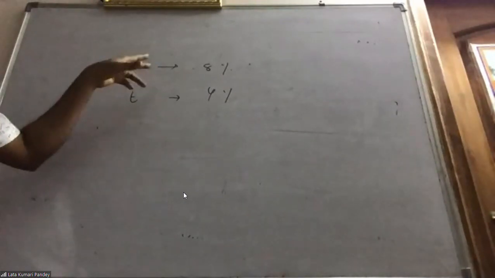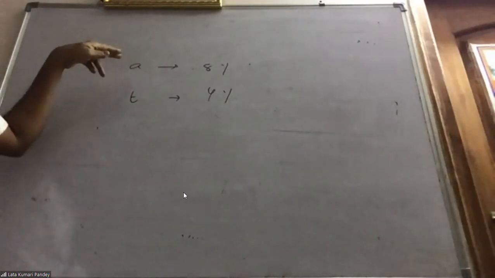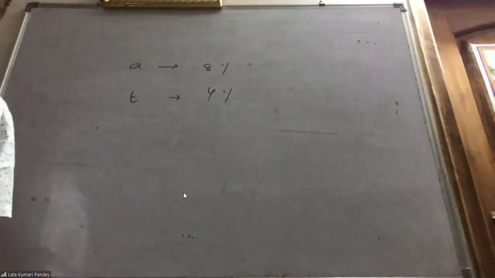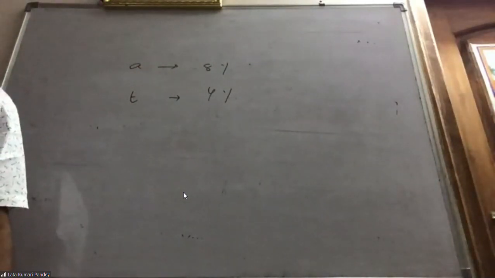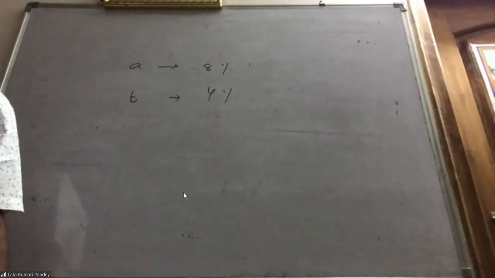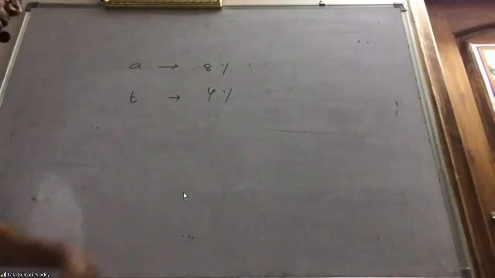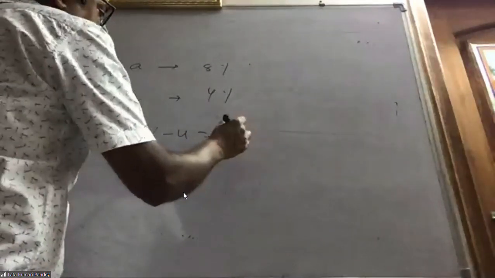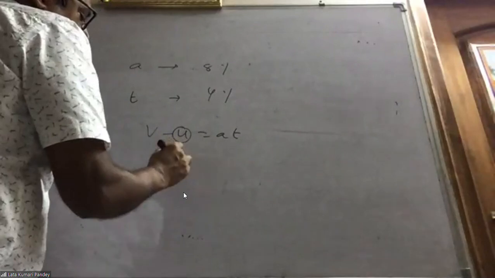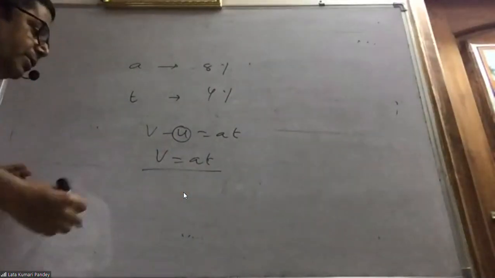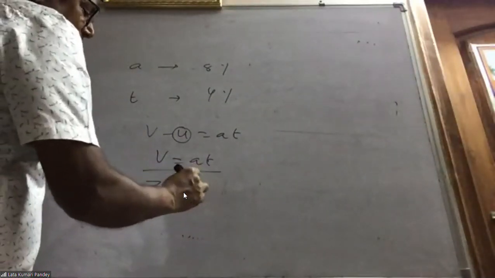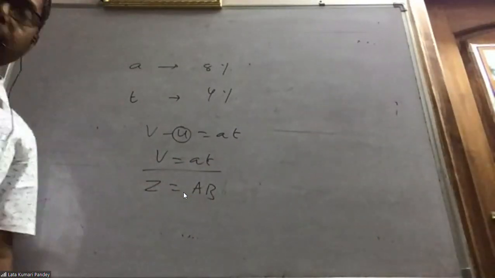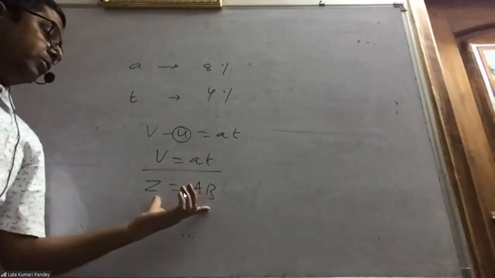Uncertainty means error, percentage error. The percentage error in the calculation of acceleration is 8. The percentage error in the calculation of time is 4. So, V minus U is equal to AT. U is 0, so V is equal to AT. So it is of the structure Z is equal to AB. Isn't it? So, what is the answer?